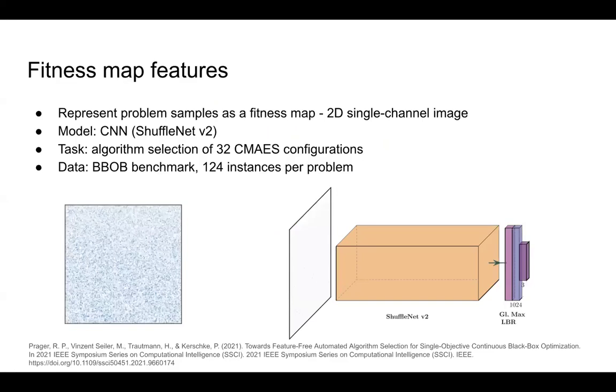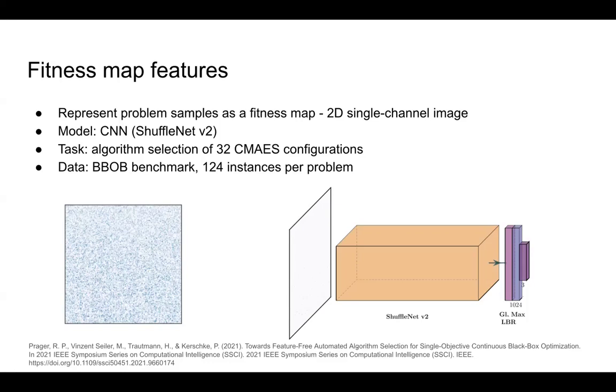Then we are going into the deep learning based features. And I think one of the first ones that appeared were the fitness map features. So here the idea is to represent optimization problems kind of as images. So what you would do, for example, if you have a 2-dimensional problem, this is 1 dimension, this is the 2nd dimension, and then you have the points inside, and the color of the points reflects their objective function value. So it's just a grayscale image representation of a 2-dimensional problem.